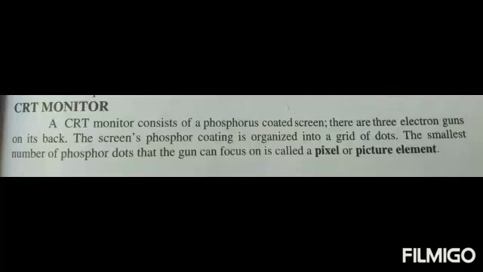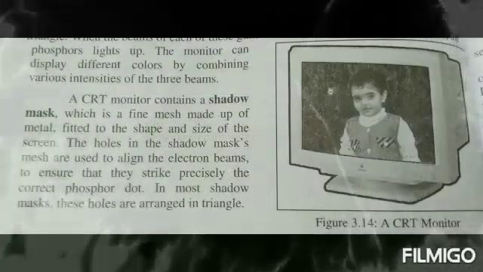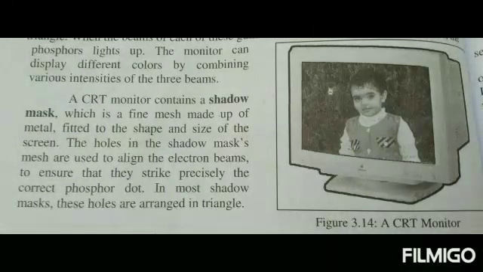The screen's phosphor coating is organized into a grid of dots. The smallest number of phosphor dots that the gun can focus on is called a pixel or picture element. A CRT monitor contains a shadow mask, which is a fine mesh made up of metal fitted to the shape and size of the screen.